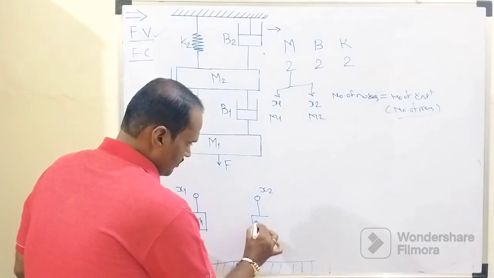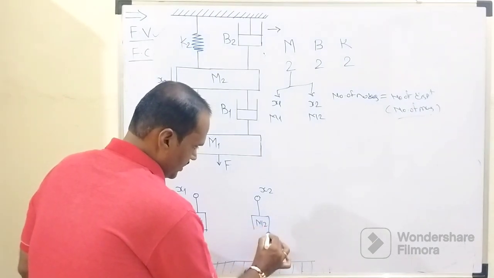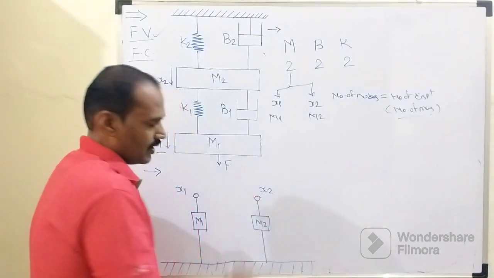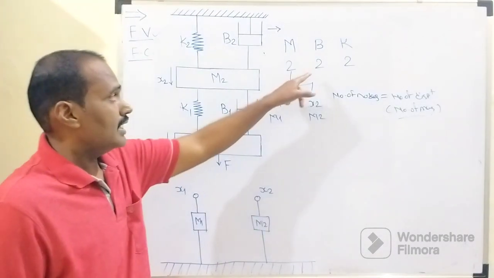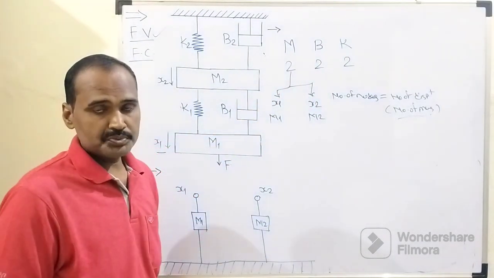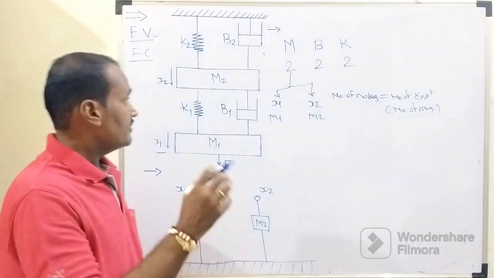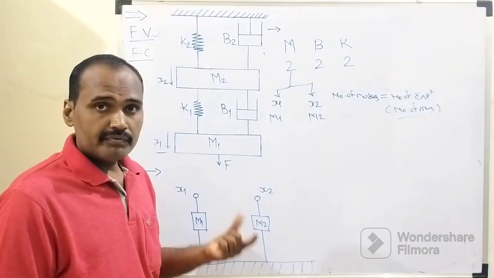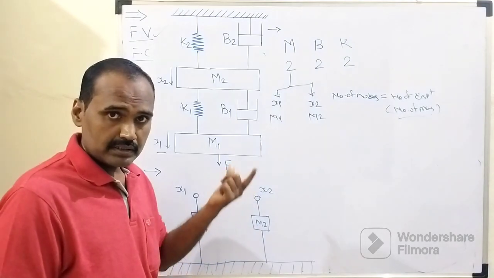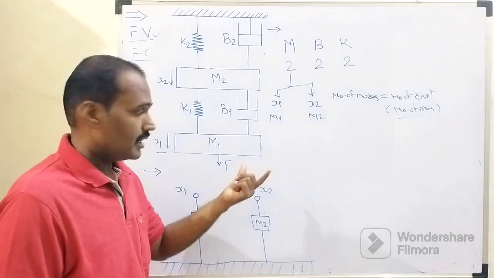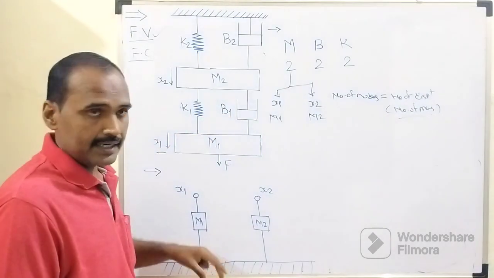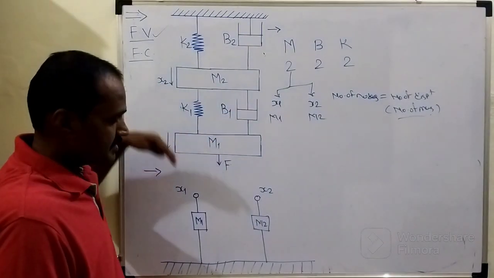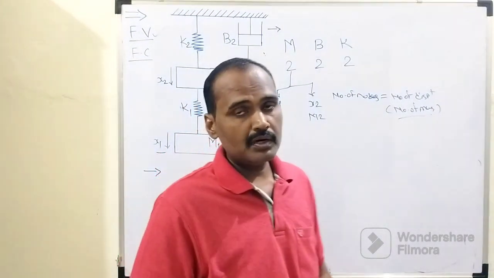This will be the mass number 2, which is connected in between X2 and the ground surface, right? Still we are lacking 2 dampers and 2 springs, right? Out of these 2 dampers and 2 springs, the first spring and the first damper, these 2 elements are connected in between these 2 displacements. These 2 displacements means what?